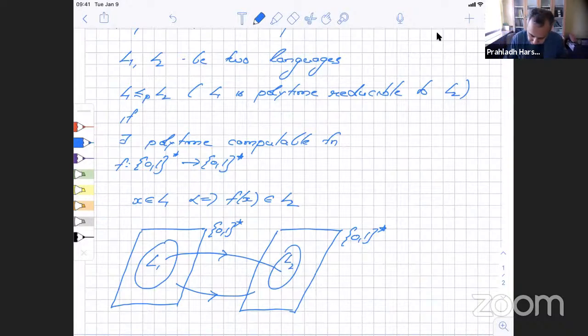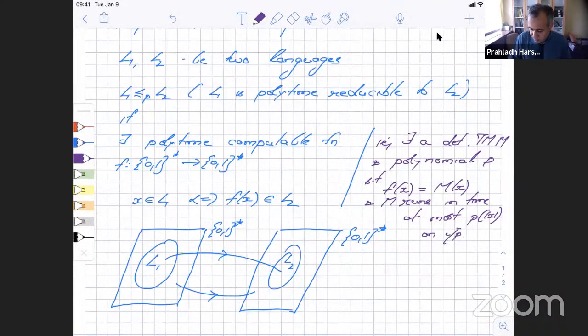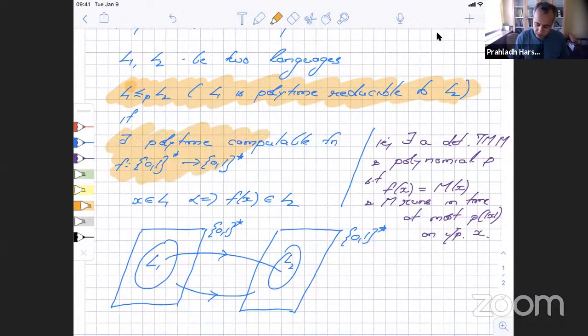And by the way, what do I mean by a polytime computable F? That is, there exists a deterministic Turing machine M and a polynomial P such that f of X is computed by M, and M runs in time at most P of |X| on input X. So this is what I mean by saying L1 is polynomial time reducible to L2. Particularly, it takes things inside to inside, and things outside to outside.